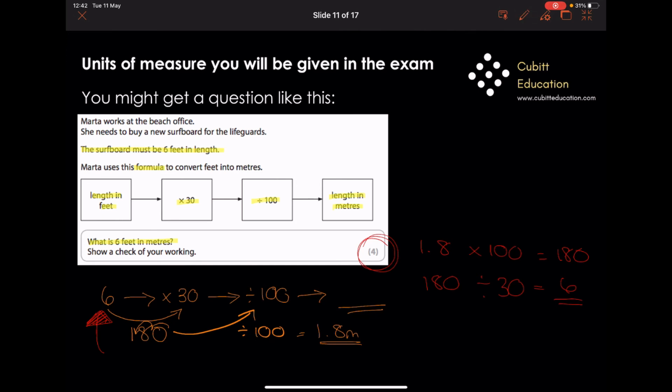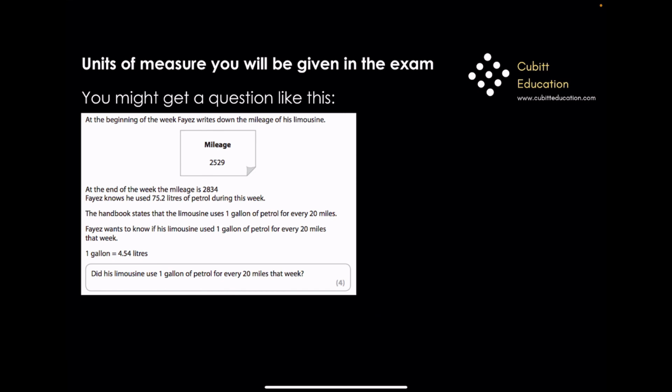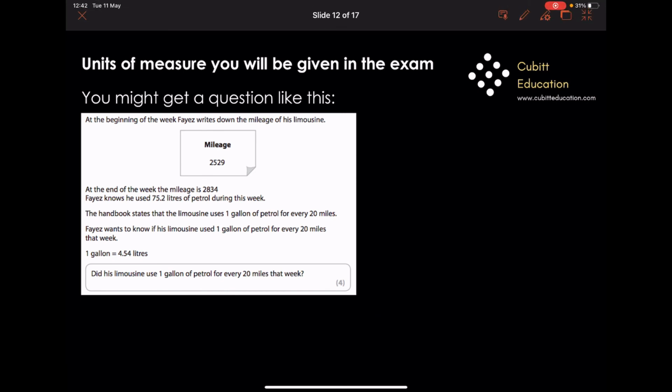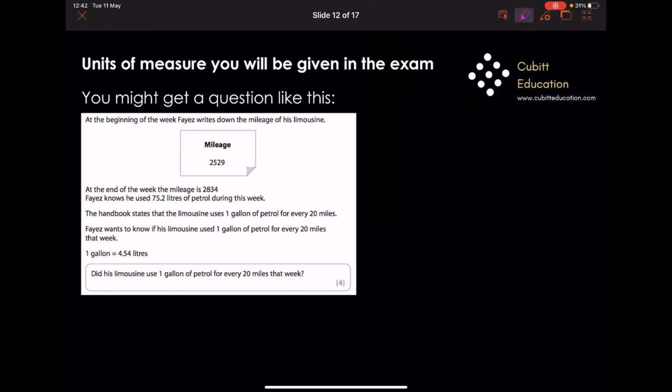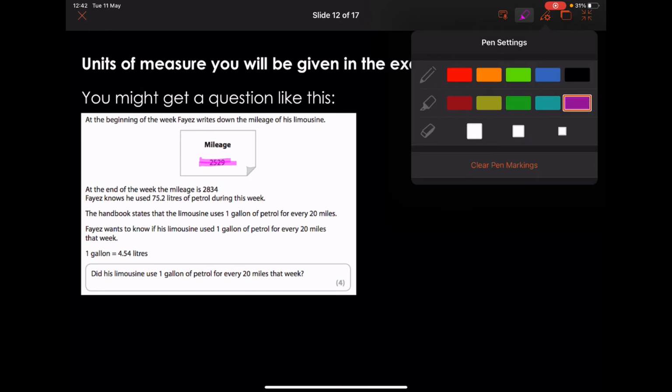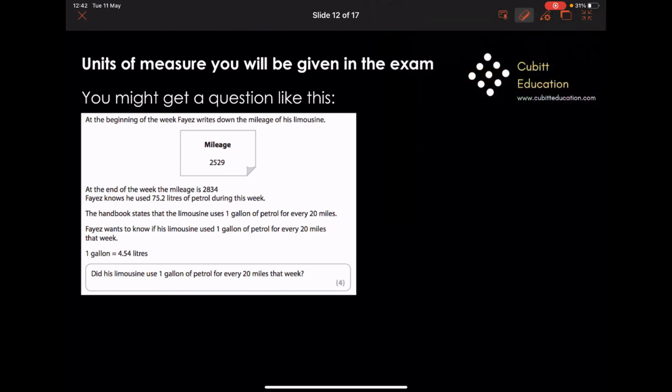Level 2 then. This one is tricky. Let's highlight as we go here. At the beginning of the week, Fayez writes down the mileage of his limousine: 2,529. I'm going to do that again so it's clear. At the end of the week, the mileage is 2,834.